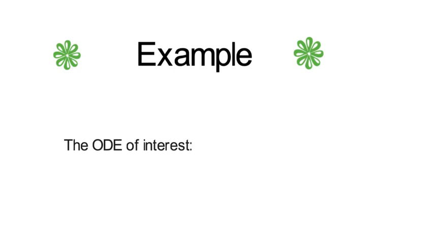Now let's look at one example. Suppose the ODE of interest reads as follows: 2 times dx over dt equals 4x plus e to the 2t. Now the good thing about a recipe is that you can just follow it. The more practice you get, the more you can freestyle. But for now, let's just follow the recipe step by step.